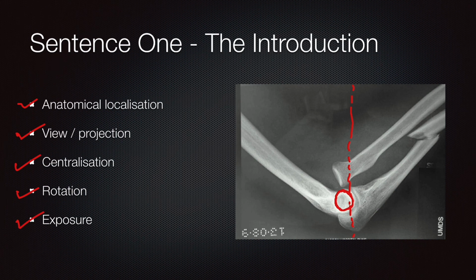So, the first sentence for this particular X-ray would be that this is an X-ray of the elbow joint in the lateral projection with good centralization, neutral rotation, and adequate exposure, showing the distal humerus and the proximal radius and proximal ulna.